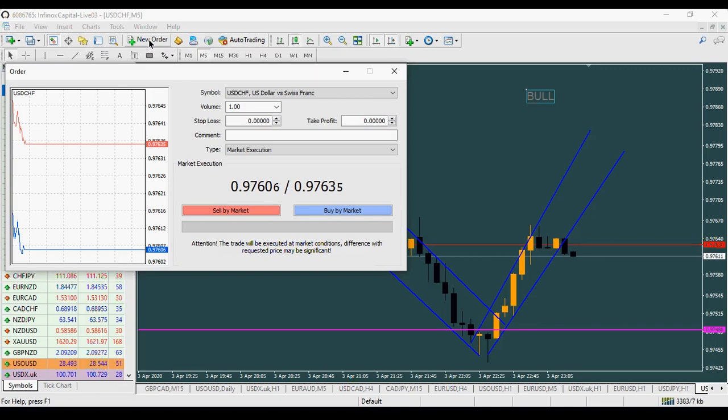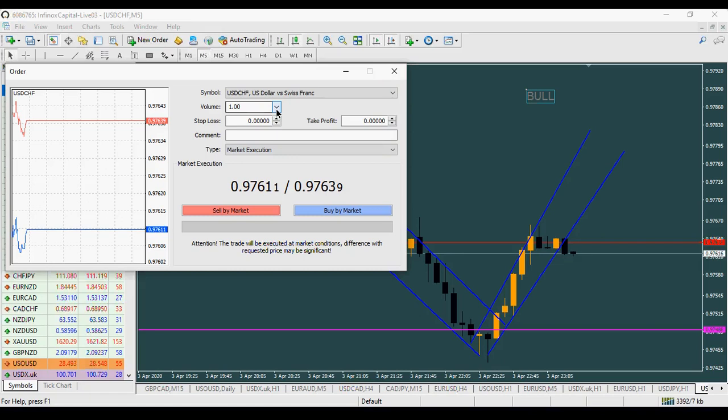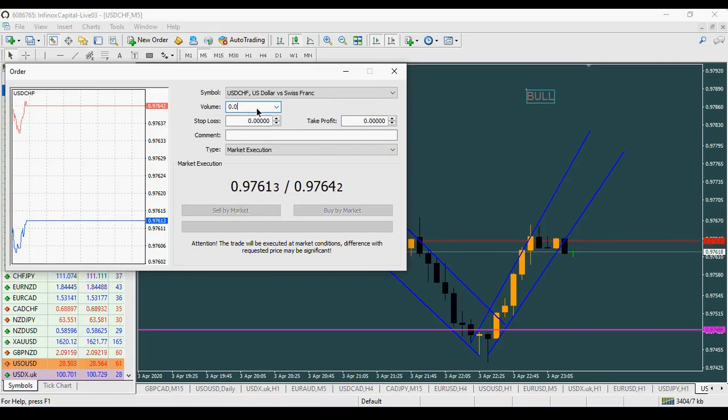In this new order, there are things I am required to fill before I tell the market to sell. One, what is the volume? Volume is the same thing as lot size. What lot size do I want to trade? Do I want to trade a micro lot, that's 0.01? Or a mini lot, that's 0.1? Or a standard lot? So you must choose what lot size. It is a must. Without choosing that, you will not be taken into the market.